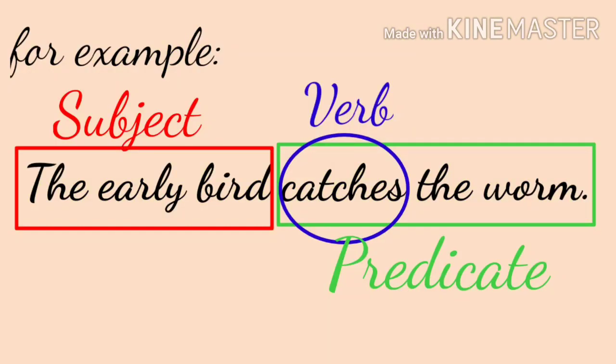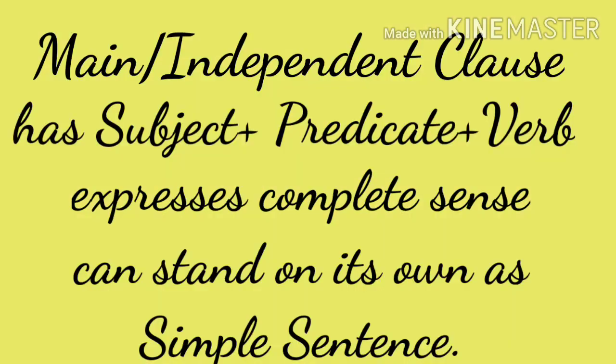For example, in the sentence, the early bird catches the worm, the sentence has both subject and predicate, which includes the verb. We call it a clause. And since this clause expresses complete sense and can stand on its own as simple sentence and is not dependent on any other clause, we call it the main or independent clause.